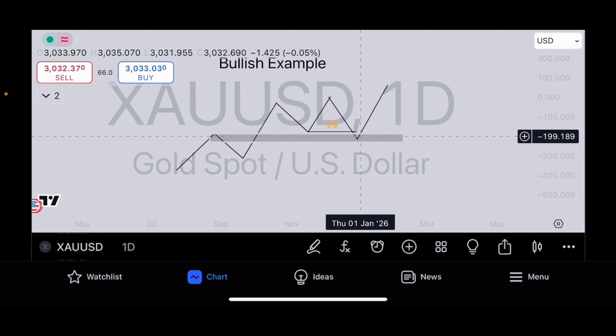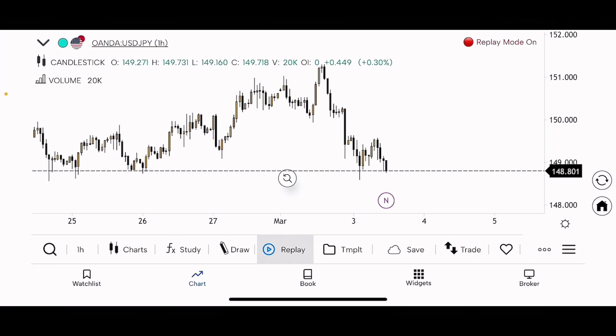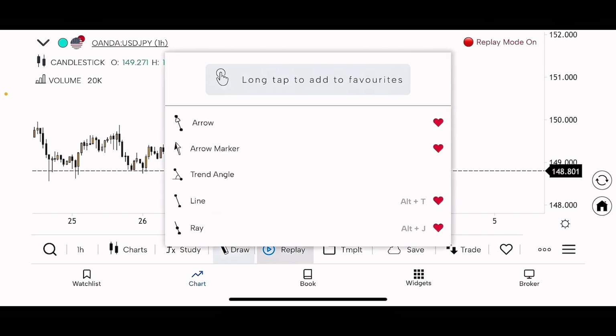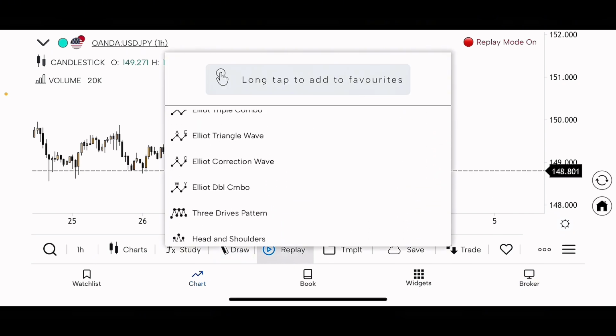So let me show you guys a real life example that has played out like this. I'm on the 1 hour time frame, USD/JPY. So I found a beautiful example to show you guys that this thing works. So let's look at the chart. Let's look at what we found.